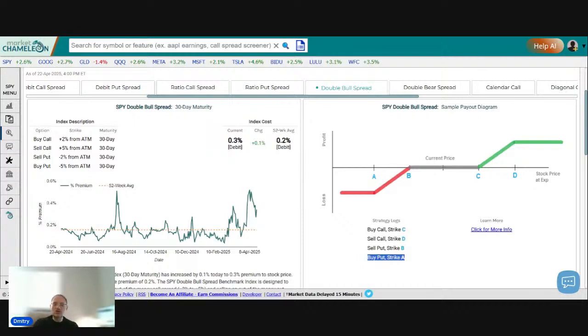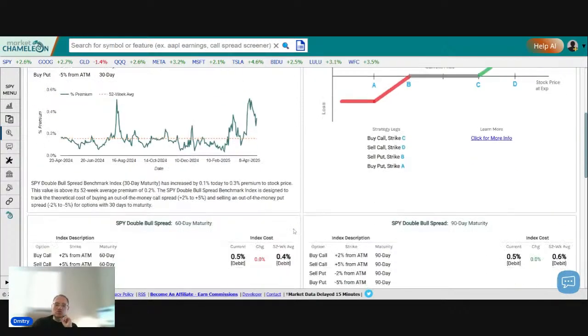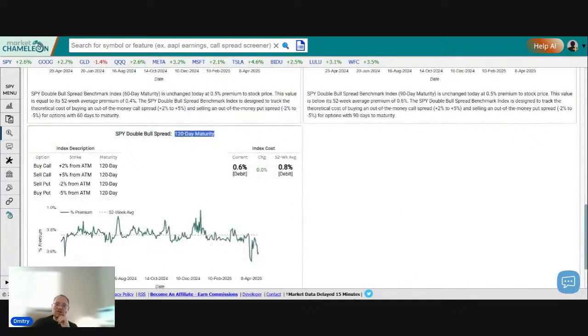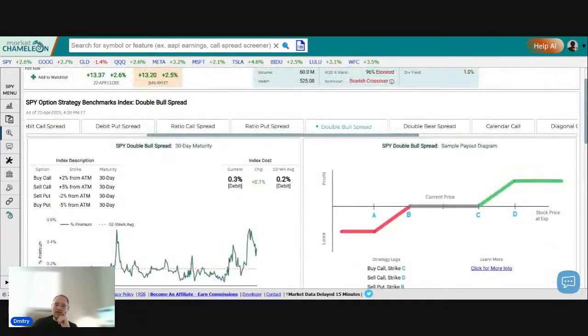So what we do is create this benchmark. And one is we need a constant maturity. So here, this one is looking at a 30-day constant maturity, because we're trying to compare the cost of this strategy today versus the cost of a similar strategy yesterday versus the cost of a similar strategy the day before. So we need a constant maturity. So this benchmark has a 30-day constant maturity. We have a 60-day, 90-day, 120. Let's stay with the 30-day constant maturity.